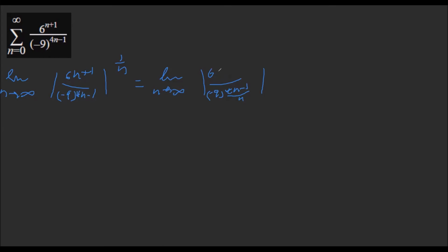So rather than 1 plus 1 over n, we can say 6 times 6 to the power of 1 over n. And we can simplify the denominator by saying 4 minus 1 over n, also known as negative 9 to the power of 4 times negative 9 to the power of negative 1 over n. Okay, and from here we're practically done.